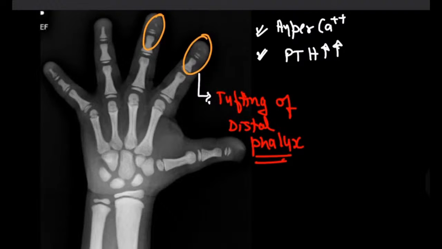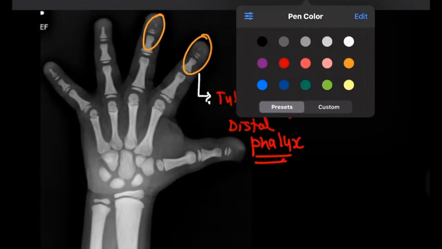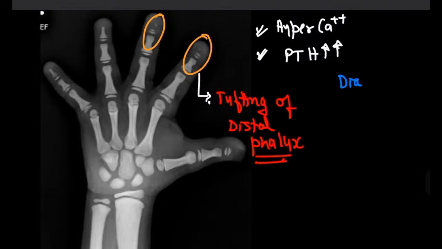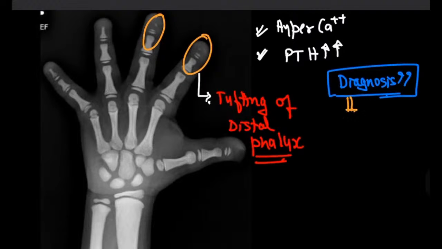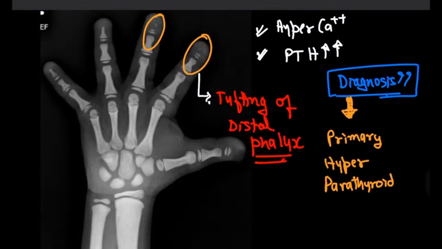Okay, so what I want to ask you, guys, is what is the diagnosis of this particular patient? Can you please help me? What is the diagnosis, guys? The diagnosis is primary hyperparathyroidism. Okay, I hope you get this, guys.